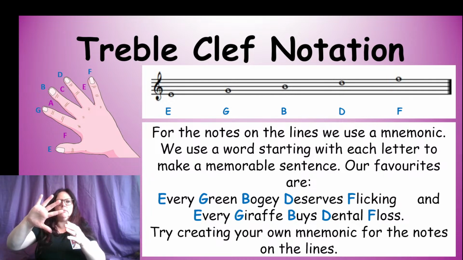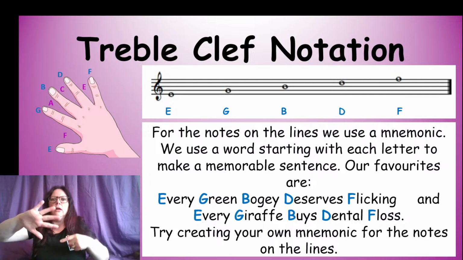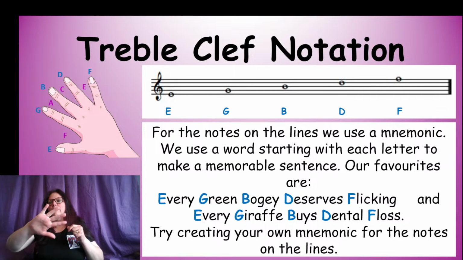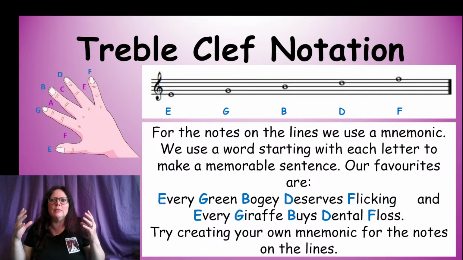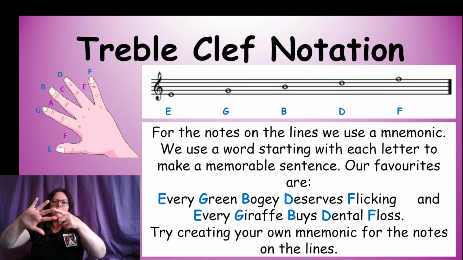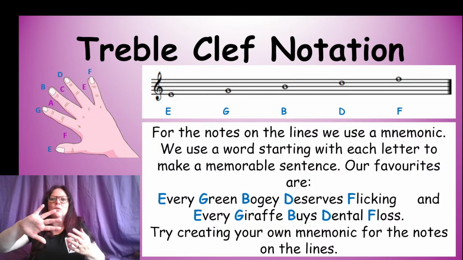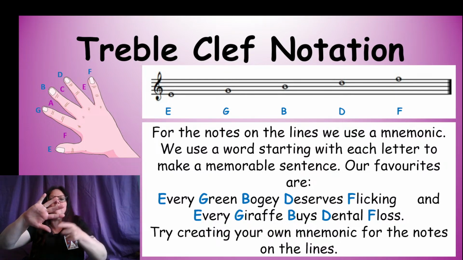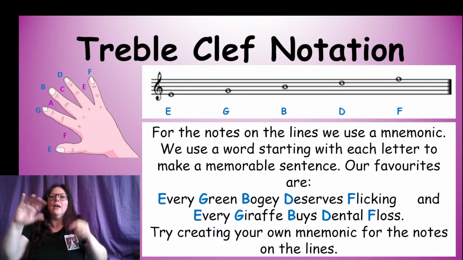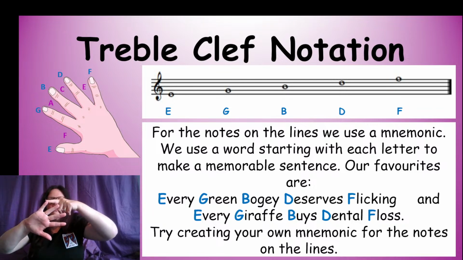So E, G, B, D, and F. I like to remember things that maybe are a little bit gross because sometimes it's easier to remember things like that. So every green bogey deserves flicking. It's a nice, easy one to remember. E, G, B, D, F. Every green bogey deserves flicking. Or, if that's a bit too gross, the other one we like is every giraffe buys dental floss.